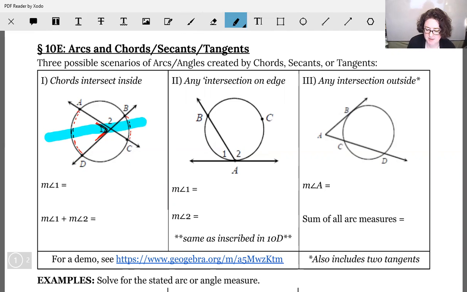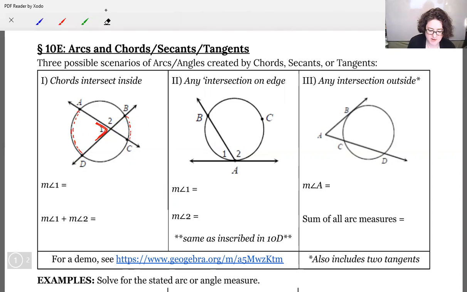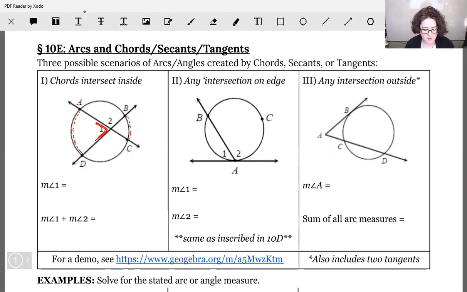And the relationship is, let's go back to our pen tool. The measure of angle 1 is going to be the same thing as the measure of arc AD plus the measure of arc BC added together and divided by 2. So in other words, it's the average of those two arc measures.